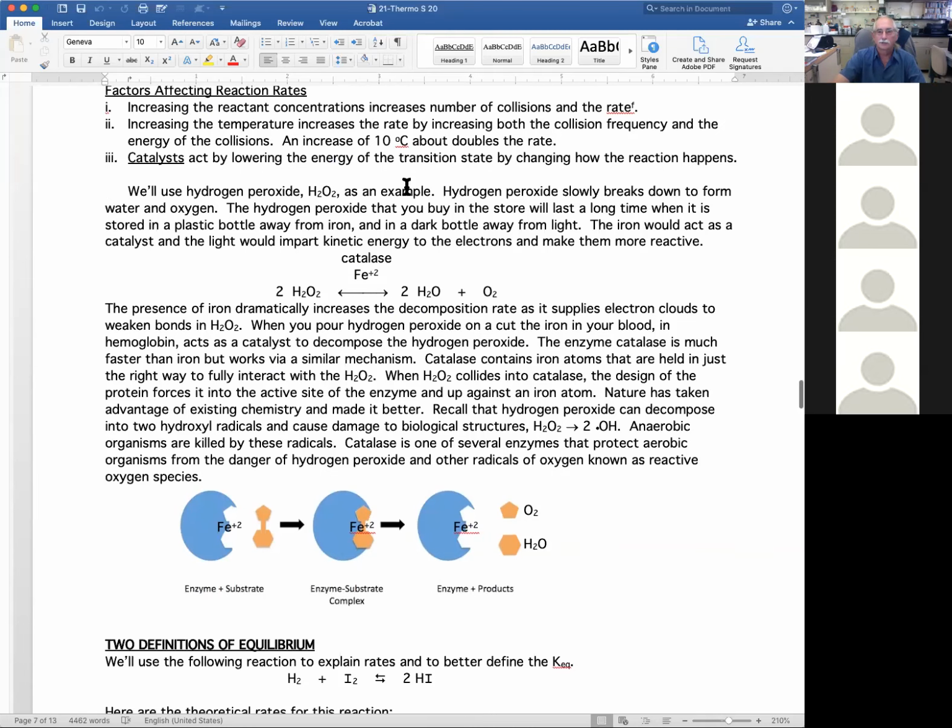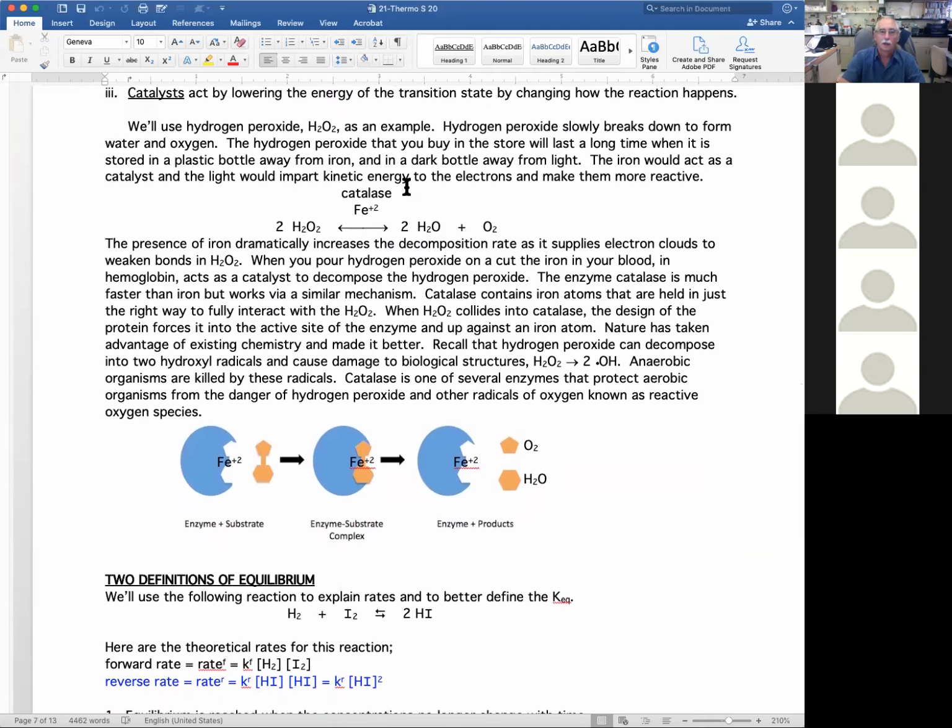So going back to hydrogen peroxide. Hydrogen peroxide slowly breaks down to form water and oxygen. You have probably bought a 3% solution of hydrogen peroxide in water at Long's or something like that. And you notice that it's in a completely dark bottle because light will help activate this chemical reaction. It's also in a completely plastic bottle because certain metals, especially iron, will cause this reaction to speed up dramatically.